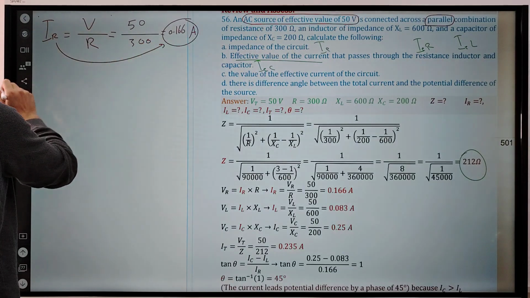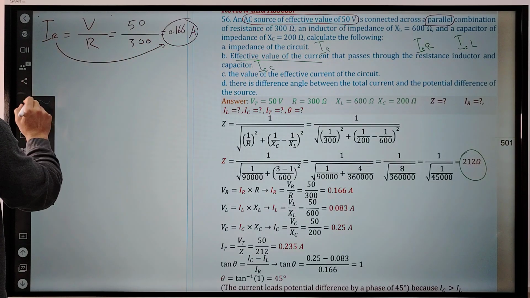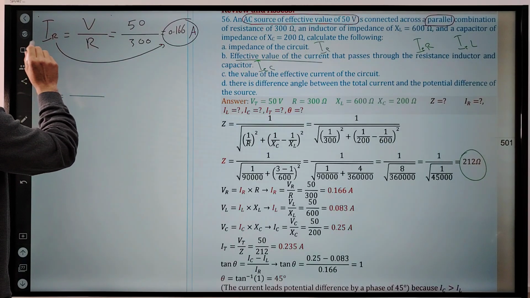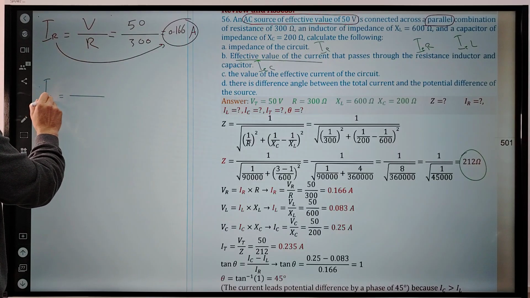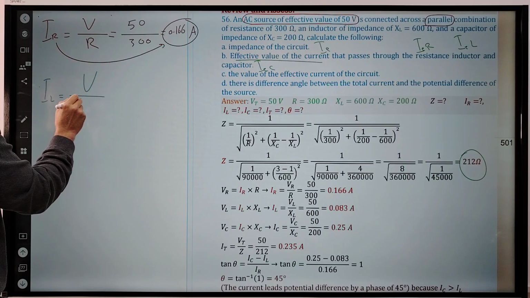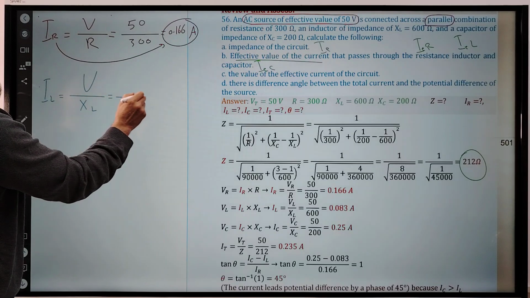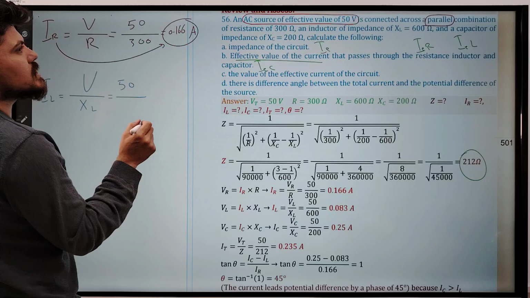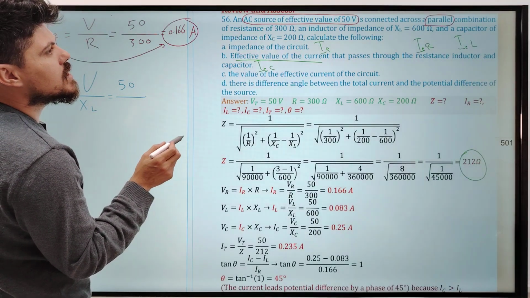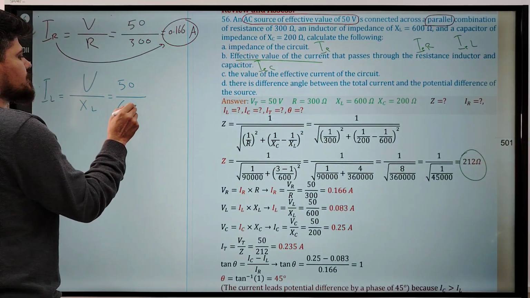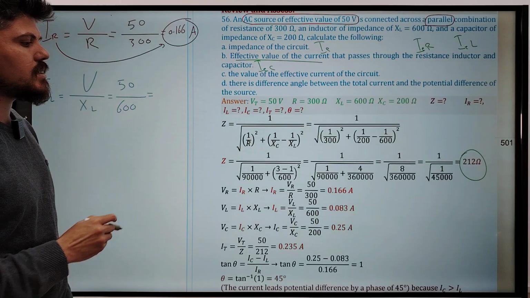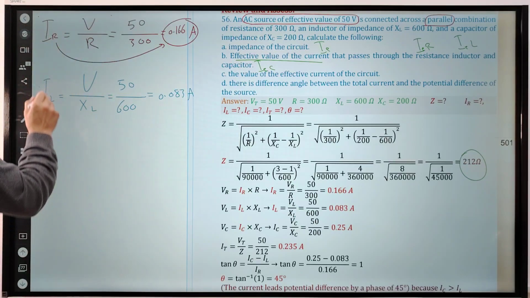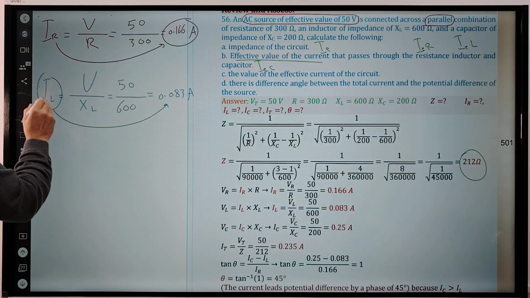Current across what? Resistance. The second one, current across inductance. According to Ohm's law, if IR is equal to V over R, what about IL? IL is equal to V over XL. V is constant because it is parallel. XL was given, it was 600. 50 divided by 600 is equal to 0.083 ampere. This is the current across the inductance.